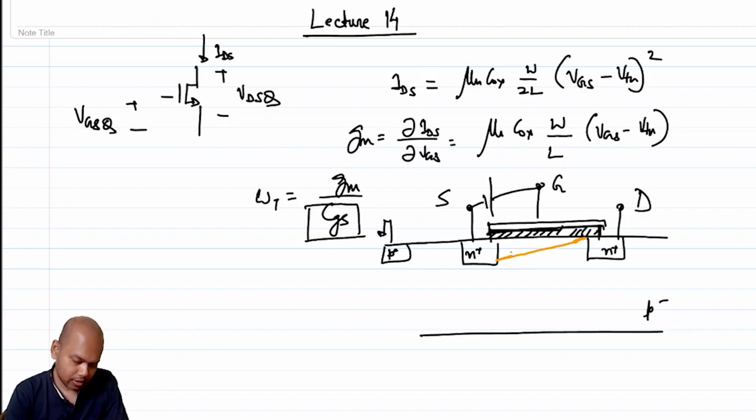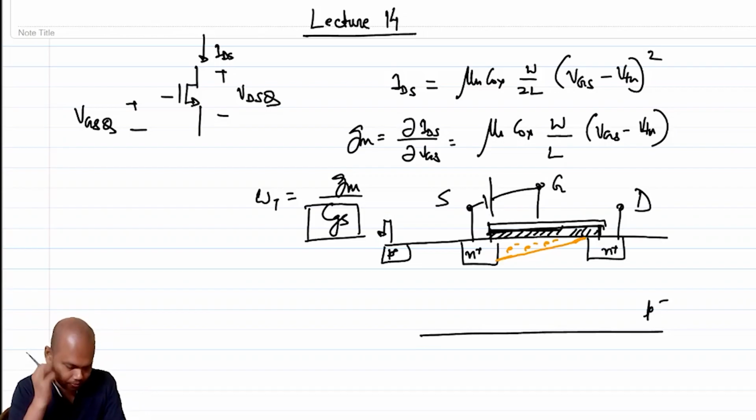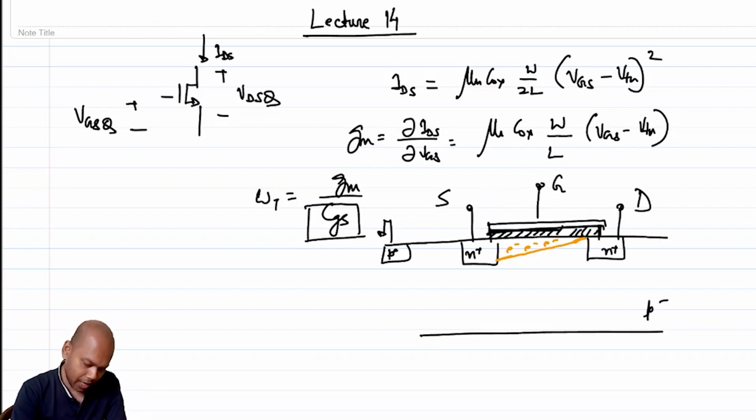the mobile electrons will have a kind of triangular well shaped distribution in the channel. Okay, so I will remove all these batteries for the timing. So what type of capacitances are we looking for here?